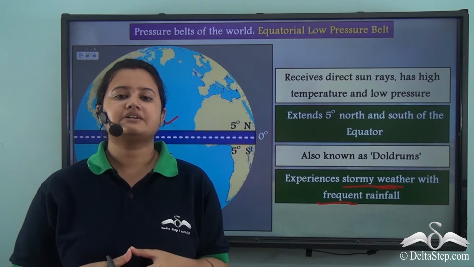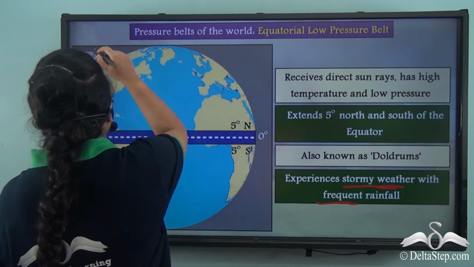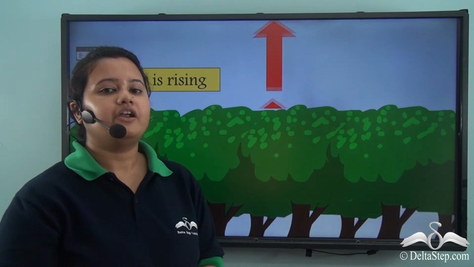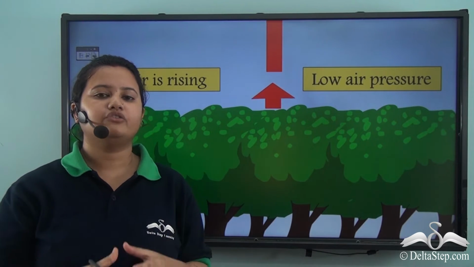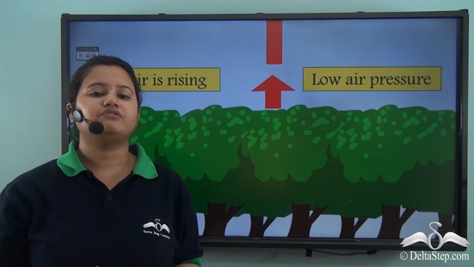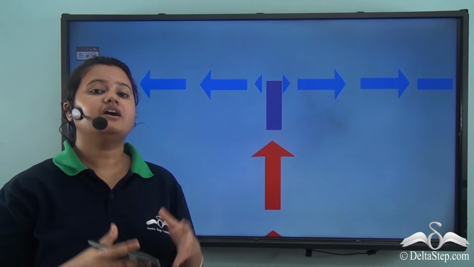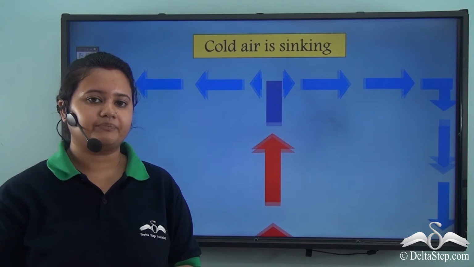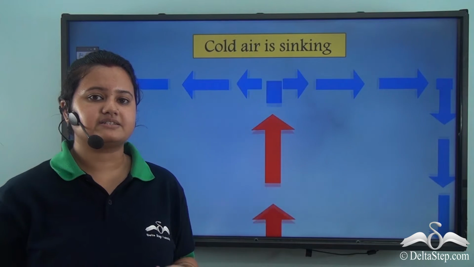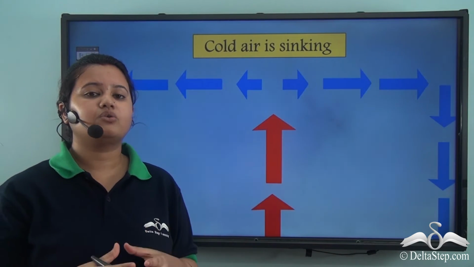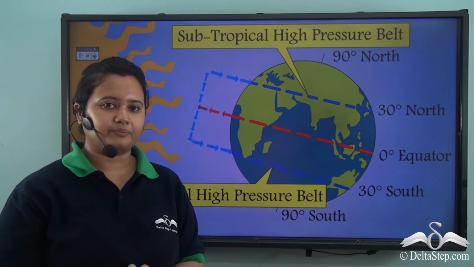Now, we will discuss the next type of pressure belt. Hot air rises from the equatorial region and reaches the upper layers of the atmosphere. Then it eventually cools down. This cold dense air sinks on either side of the equator. At about 30 degrees north and south of the equator, there exists a region where this ascending cold air descends. This creates a high pressure zone.